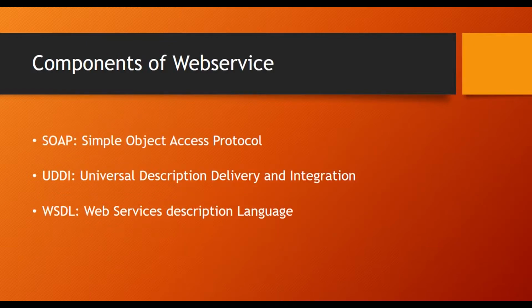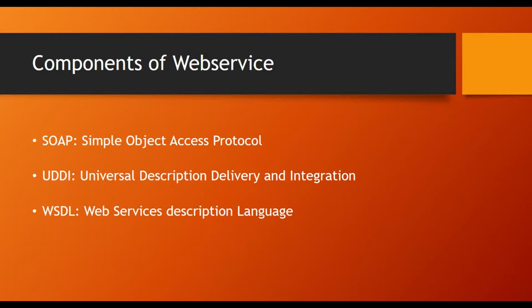So what are the components of a web service? There are basically three components. The first one being SOAP, the second one being UDDI, and the third one is WSDL. SOAP stands for Simple Object Access Protocol. The second one stands for Universal Description, Discovery and Integration. And the third one is WSDL, which stands for Web Services Description Language, and this is kind of the core of a web service, for all web services, be it REST or SOAP. WSDL is something which binds together your client and the server.